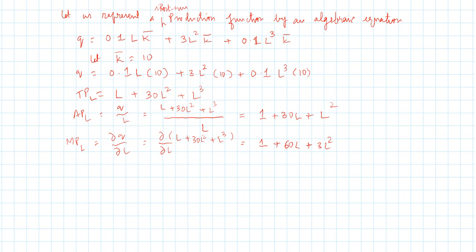Now, derivatives you would have learnt in your mathematics class, that's why I am not explaining this part. How did I derive this? Actually, this 2 comes before 2 into 30 into L, where it is 2 minus 1, so it is 60L, and 3 comes here, it is 3 minus 1, so it is 2. So this is how an algebraic form of a short run production function is explained.